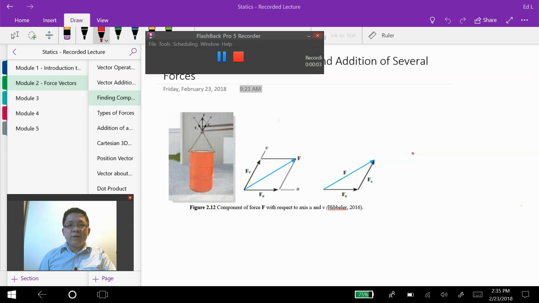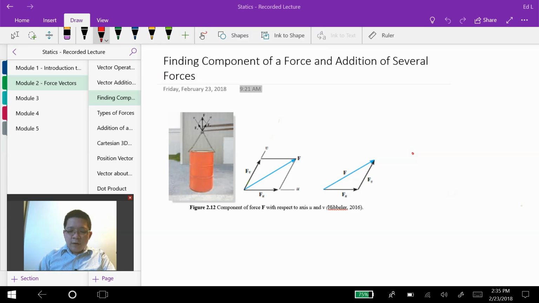Hi everyone, today we are going to continue our lectures related to finding components of a force with respect to any arbitrary axes, which more likely are not perpendicular to each other, and addition of several forces. Sometimes there will be a case where we have to find components of a force with respect to two axes that are not perpendicular to each other.